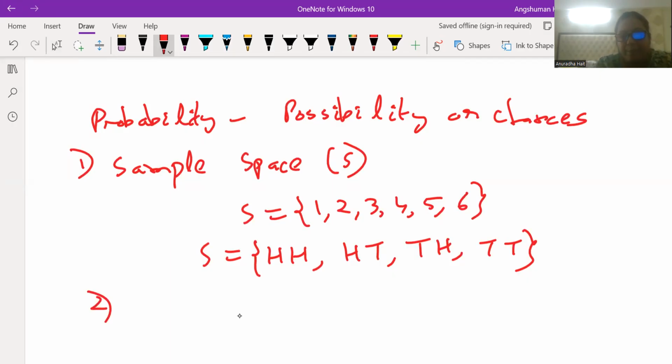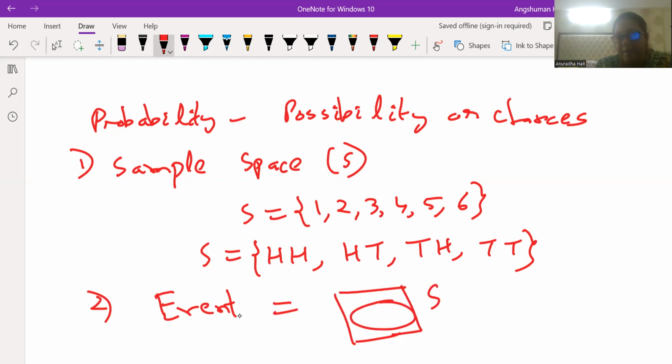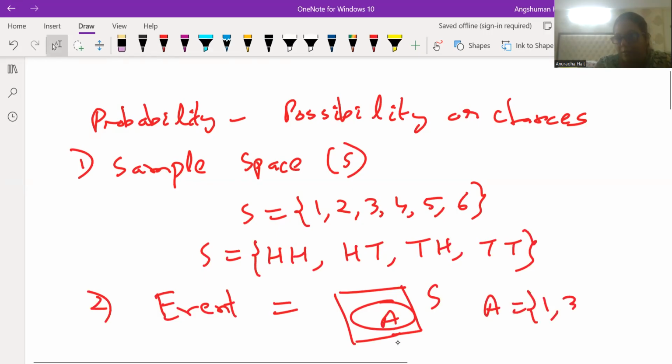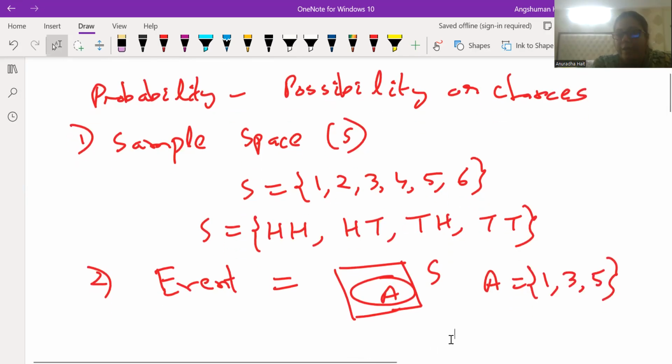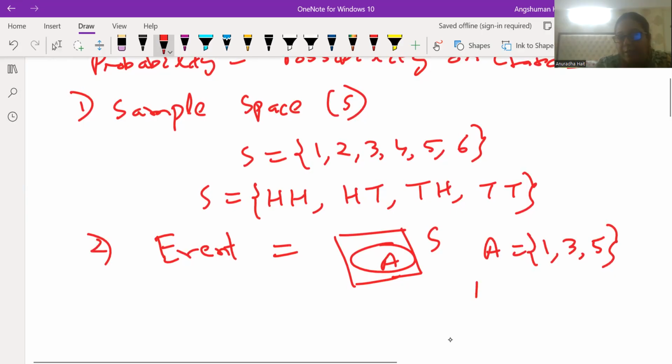Now, after defining sample space, we come to event. What is an event? An event is a part of the sample space, right? If I take a subset of the sample space, that is called an event. For example, if I throw a dice, S becomes 1, 2, 3, 4, 5, 6. Now, we can define different events here, like the odd numbers: 1, 3, 5. We can define the even numbers: 2, 4, 6. We can define the multiples of 3: 3 and 6. So these are called events.